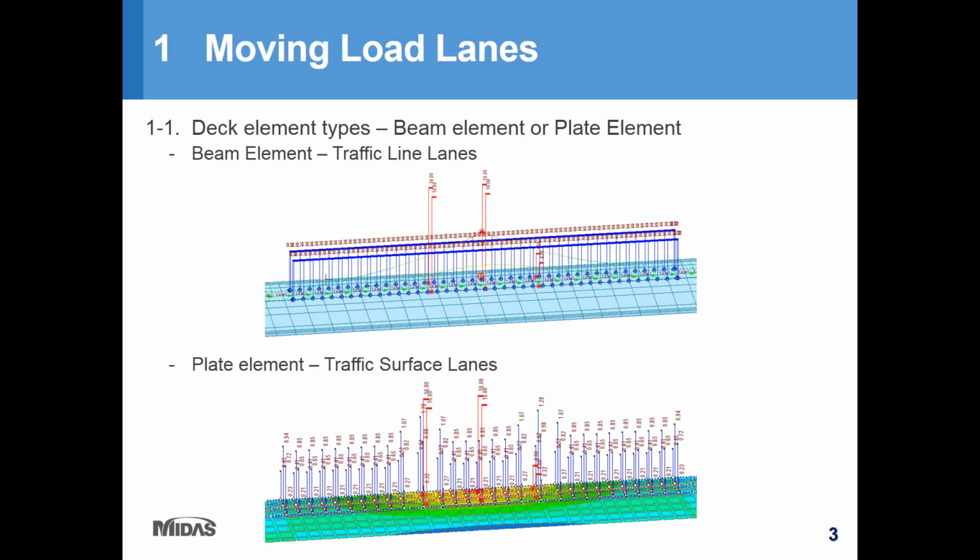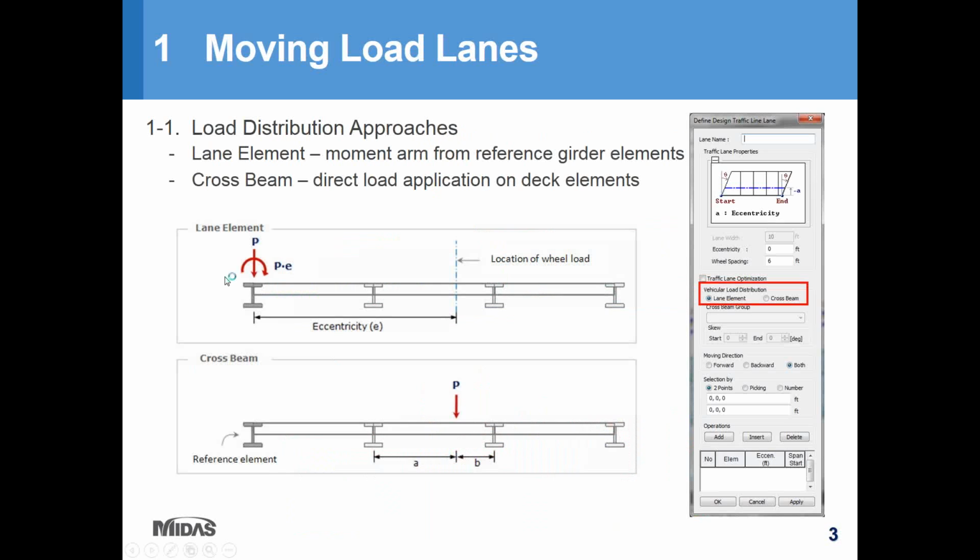For beam elements, traffic line lanes are used. For plate elements, traffic surface lanes are used. It determines the load application method on elements. Line lanes are mostly in the form of uniformly distributed loads, while surface lanes are pressure loads. Load distribution method determines which set of elements are directly under the applied moving load.